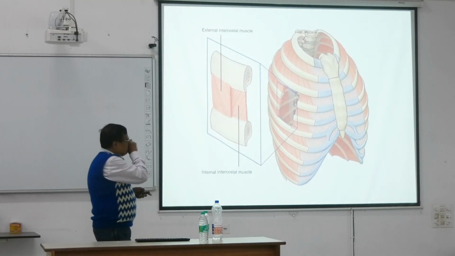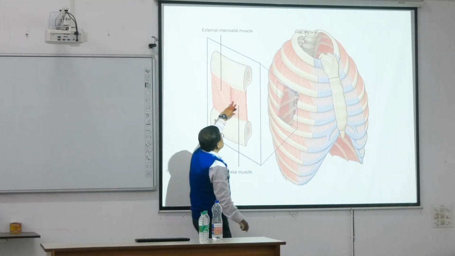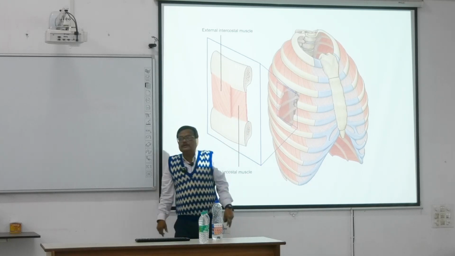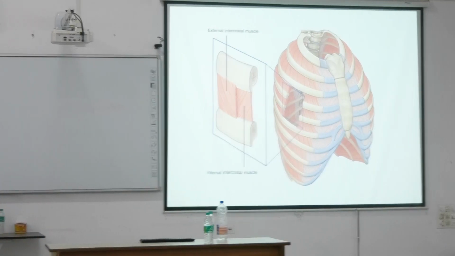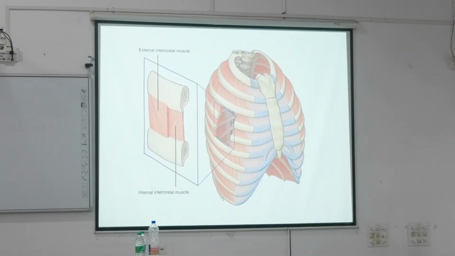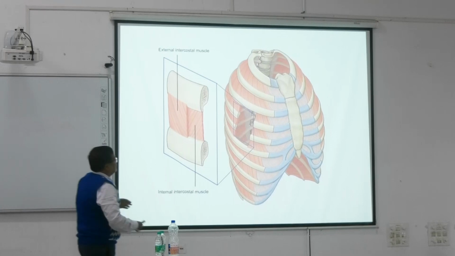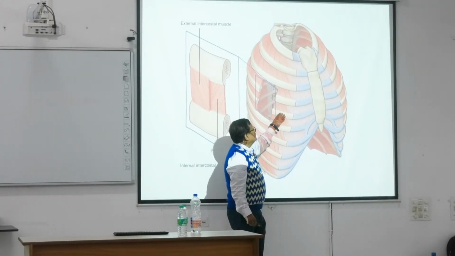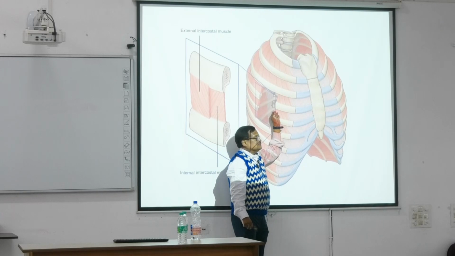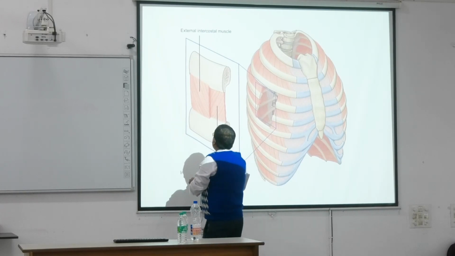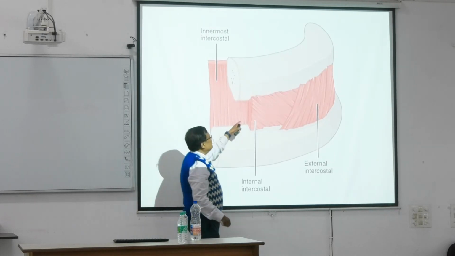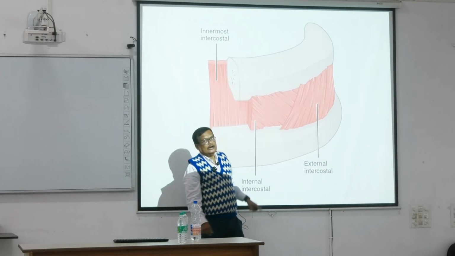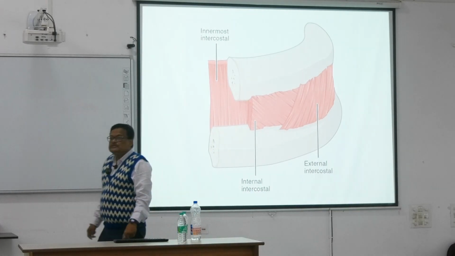So these are the intercostal spaces. These intercostal spaces have muscles, vessels, nerves, lymphatics, etc. The spaces in between are not empty. They are full of muscles, and these muscles are attached in 3 layers. Look, these muscles are arranged in 3 layers.